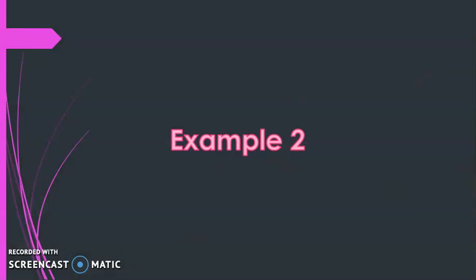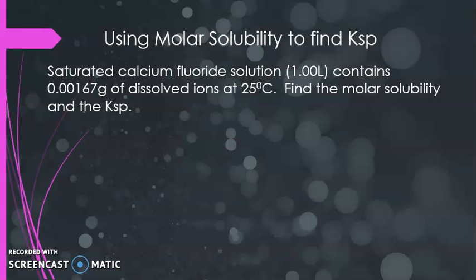Let's move on to a slightly more difficult example, one where students tend to start to make a little bit of mistakes. I think you'll probably pick this up right away. The problem, at least initially, looks almost identical. Again, we have a 1 liter solution. We're given a number of grams. We're asked to calculate both molar solubility and KSP.